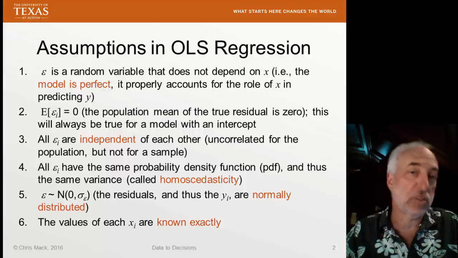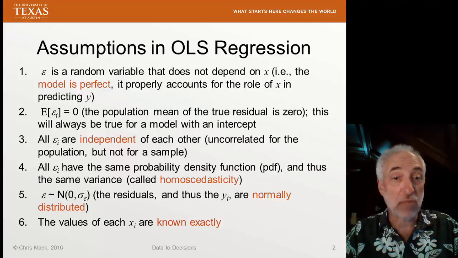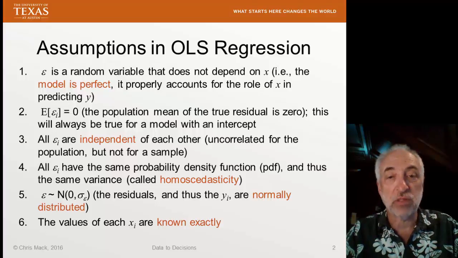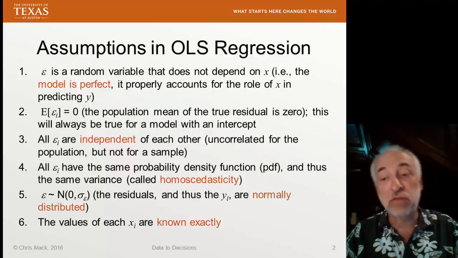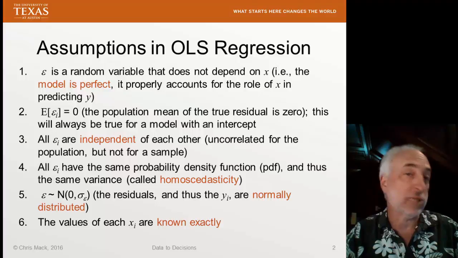First, assume the model is perfect, so that residuals only contain random components. Then we assume all the residuals are independent of each other. We assume that they're homoscedastic, that is, they all have the same variance and same PDF, probability density function. We assume that the residuals are normally distributed, and we assume that each of the predictor variables are known exactly. And we've talked about how to test for each of these and what to do about them in the past 40 lectures.